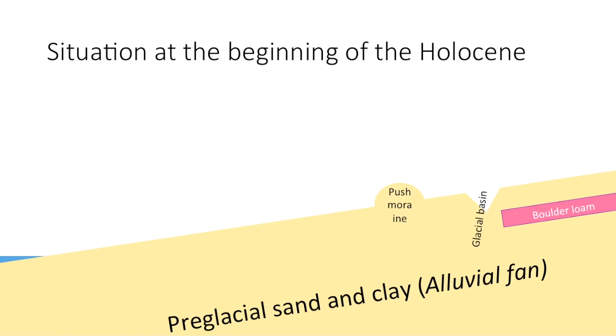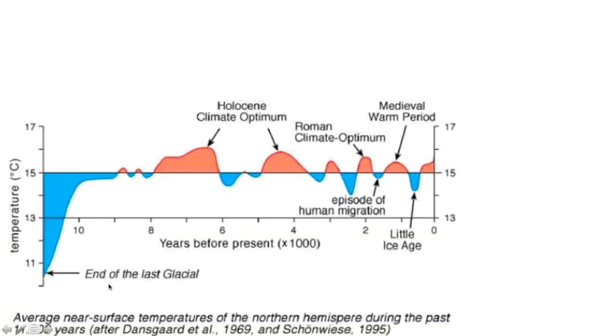This is the start. And now what happens at the end of the last glacial is that the temperatures start to rise again, very, very quickly in geological terms. This is the global temperature, by the way. So a global temperature of, I don't know, 10 or 10 and a half, and it shoots up almost to 15. And now we're even over 15. So the temperature shoots up very quickly in only 1,000 years.